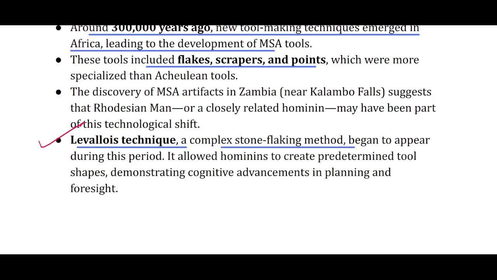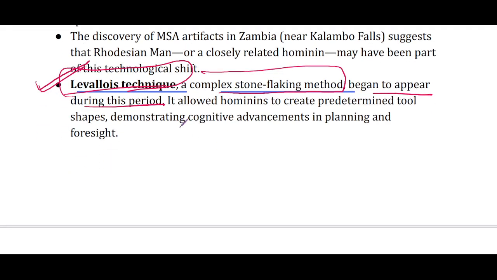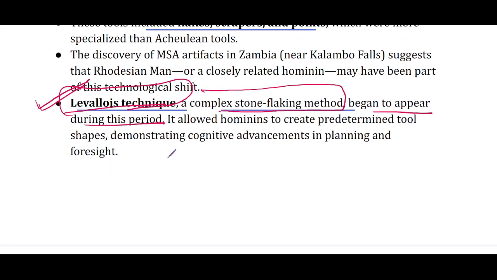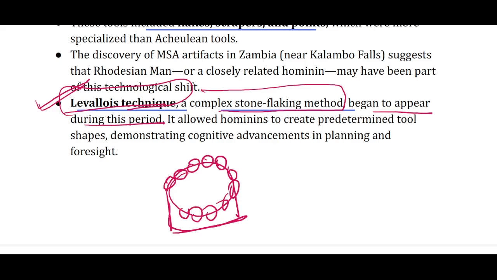Then this Levallois technique, a complex stone flaking method, also began to appear during this period. Now, if you are not aware of this technique, the Levallois technique is like flaking a stone tool from all sides. Like this is a stone tool, so it is flaked radially on all its sides to give it the desired shape, and then these flakes are used for multiple purposes.